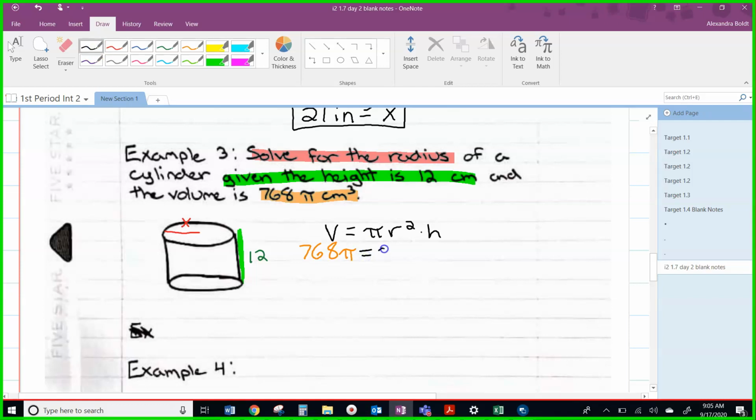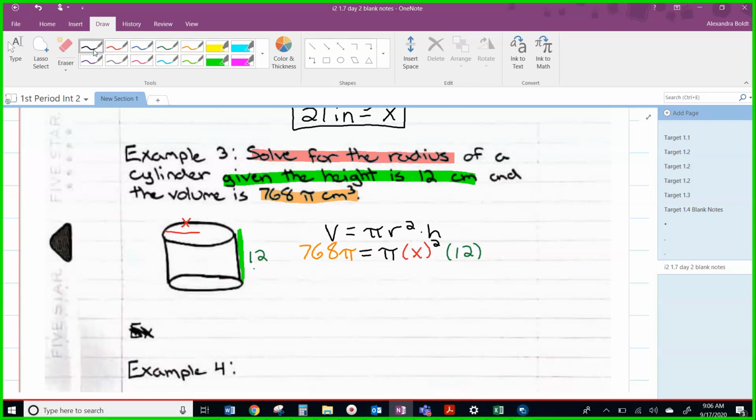Equals pi. Do we know our radius? No, our radius is just x. Squared. Do I know my height? Yes, right? We decided our height was 12. So I plugged everything in.